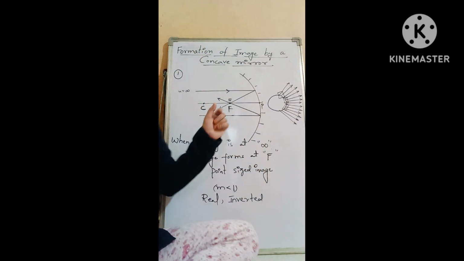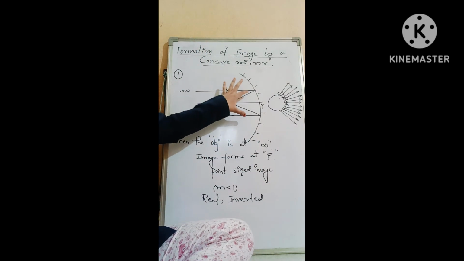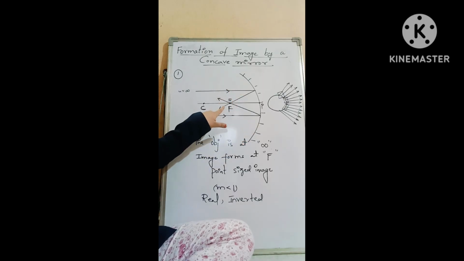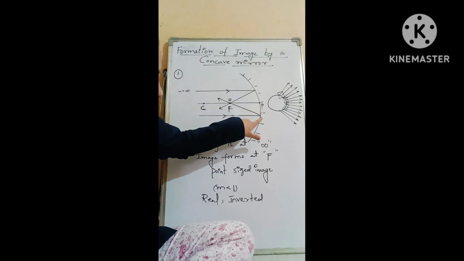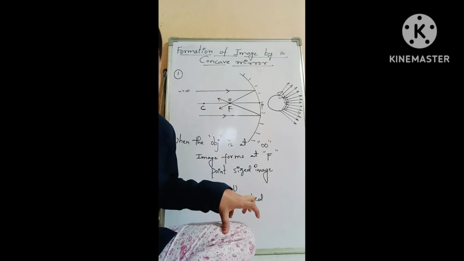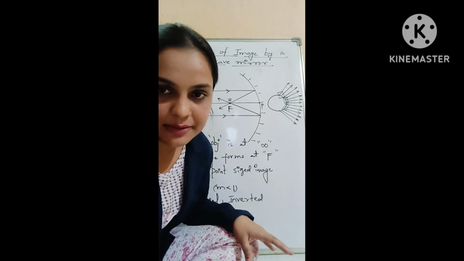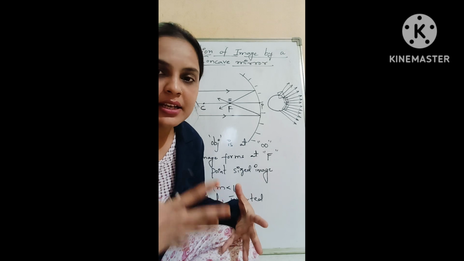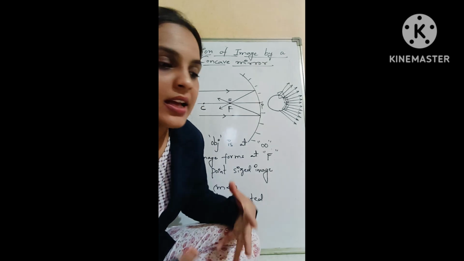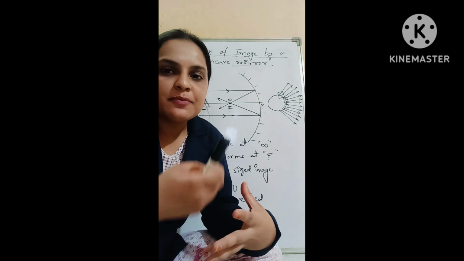Now we took the 2 parallel rays, right? They meet at the focus, so we got the image. As these 2 reflected rays are meeting, that is a real image. And I told you that a real image is always inverted. How? We are observing, right?